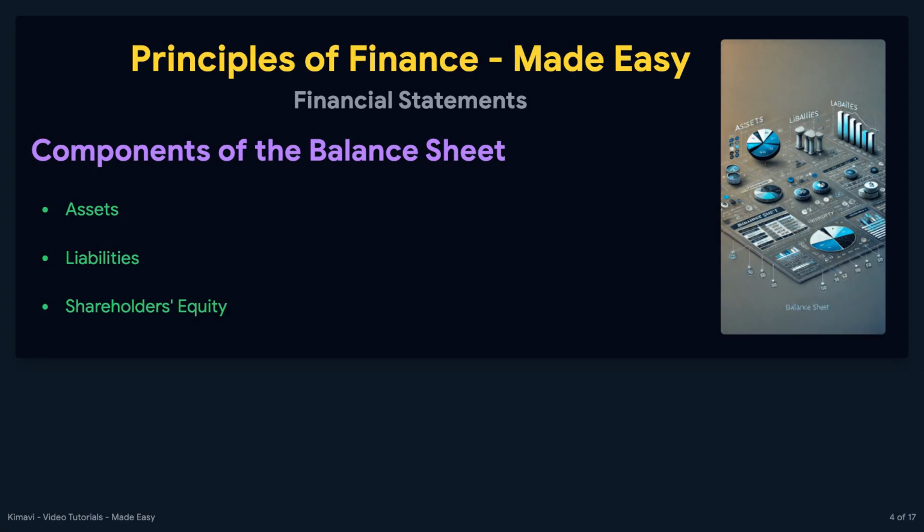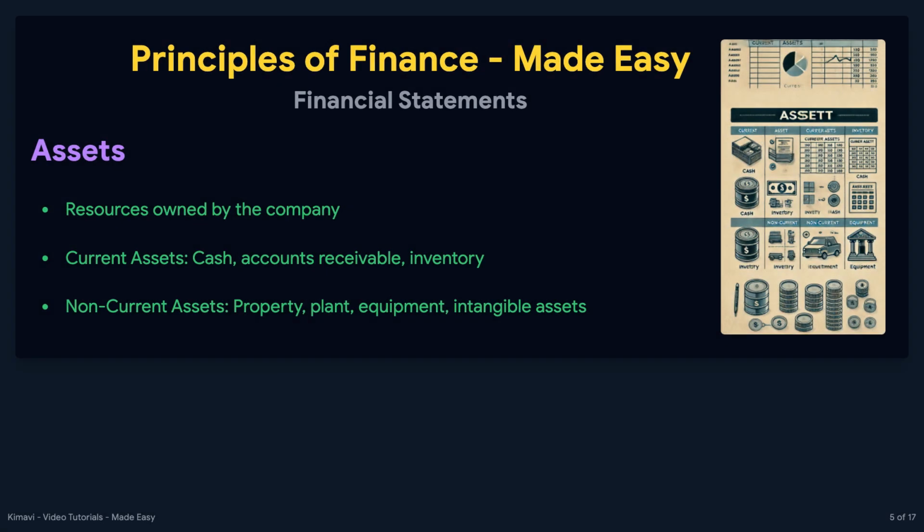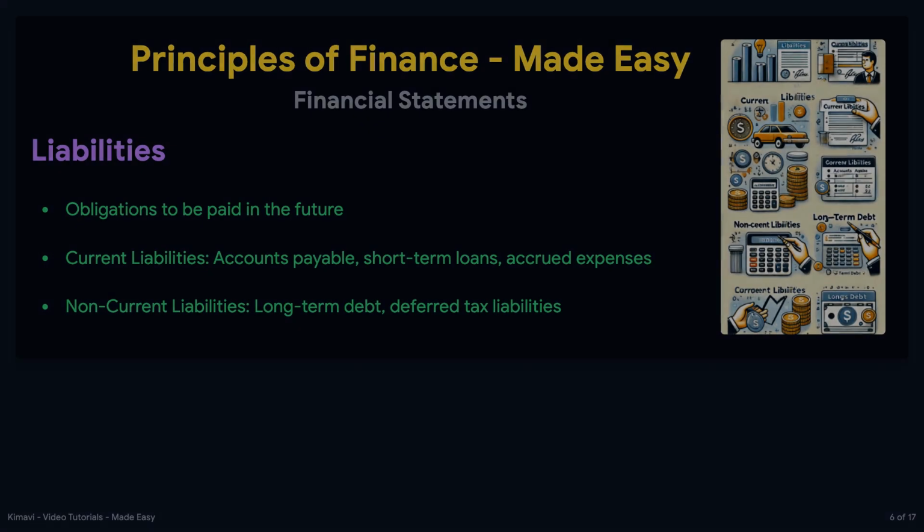The balance sheet is divided into three main components: assets, liabilities, and shareholders' equity. Assets are resources owned by the company that are expected to bring future economic benefits. Current assets include cash, accounts receivable, and inventory, while non-current assets include property, plant, equipment, and intangible assets like patents.